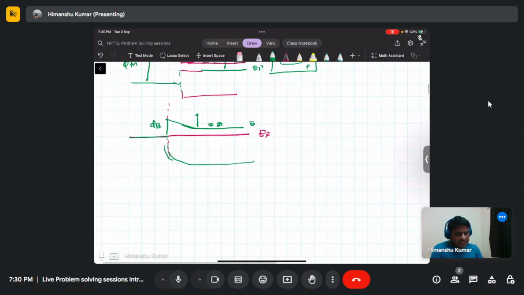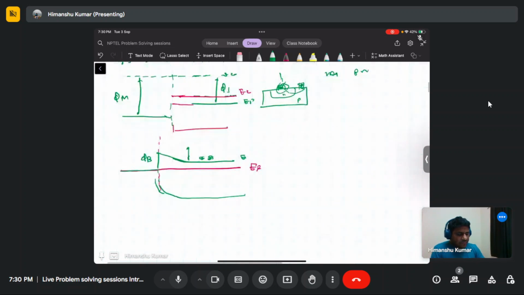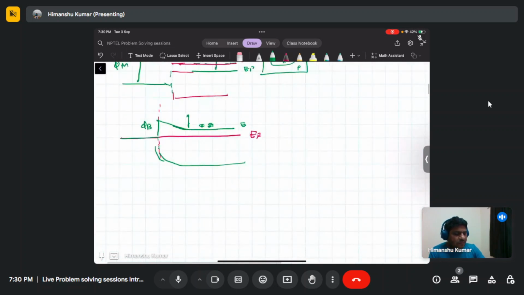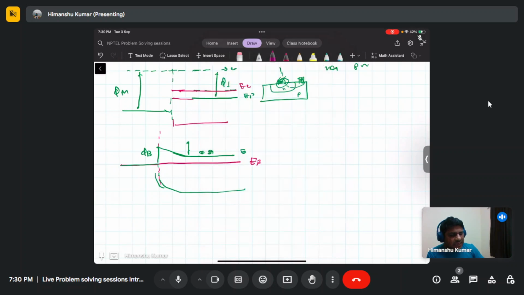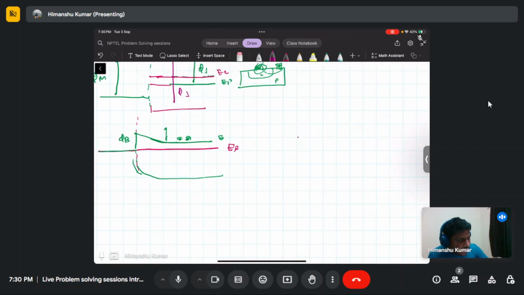Now, consider the case where the semiconductor work function phi s is larger compared to the metal work function. So this is phi s. If this is larger, then if you draw the band diagram, it will look like this. So basically this barrier will remain the same, and this will flow like this.